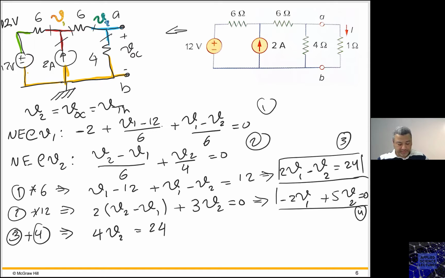Yes. So V2 equals 8 volts. Now take equation 5, substitute V2 into 4, for example.